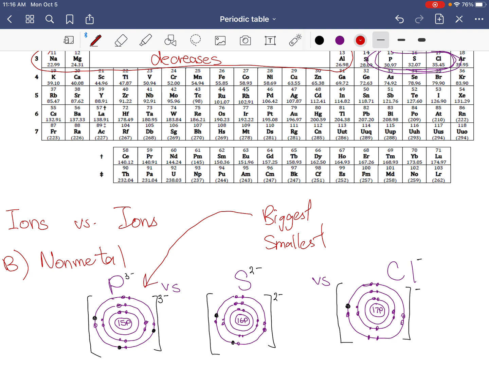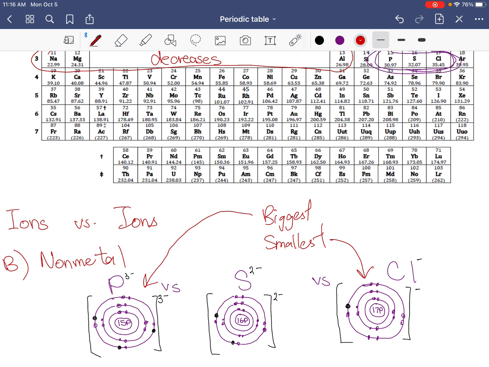Now, the smallest is pretty obvious. You have 17 protons here attracting 18 electrons. So that's 1 excess. So the amount of electron repulsion will obviously be the least.